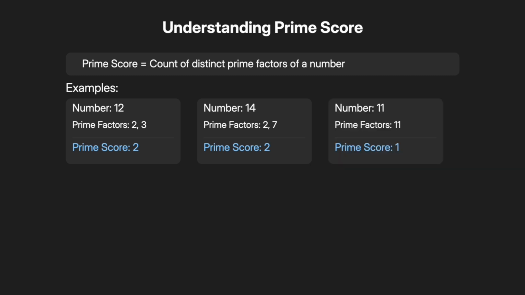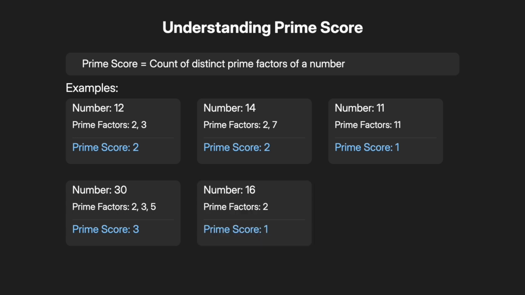The number 11 is a prime number, so its only prime factor is itself. Its prime score is 1. The number 30 can be factored as 2 times 3 times 5. It has 3 distinct prime factors, giving it a prime score of 3. The number 16 is 2 to the 4th power, which has only one distinct prime factor, 2, so its prime score is 1. And finally, the number 1 has no prime factors, so its prime score is 0. When performing operations, we'll need to calculate these prime scores to determine which element to select from our subarray.